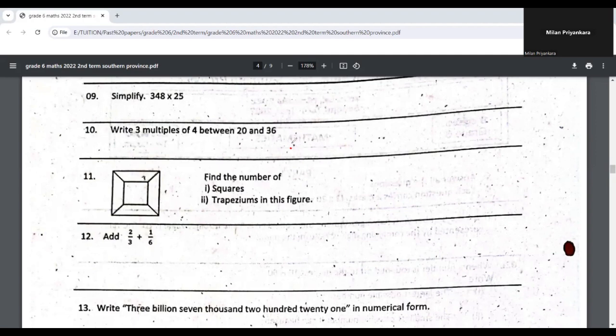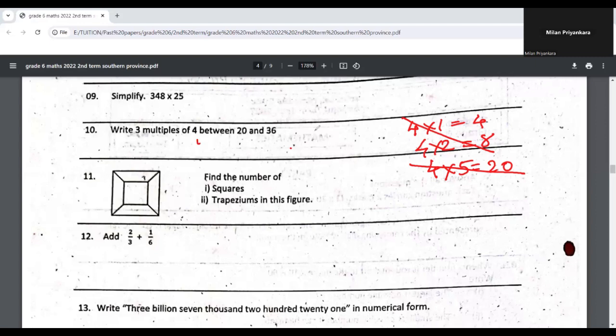Write 3 multiples of 4 between 20 and 36. You know, we get multiples of 4 like this. 4 into 1 is 4, and 4 into 2 is 8. But we cannot take these values because our multiples have to be between 20 and 36. And also, you know that 4 into 5 is 20, and we cannot take 20 either, right? Because it has to be between 20 and 36.